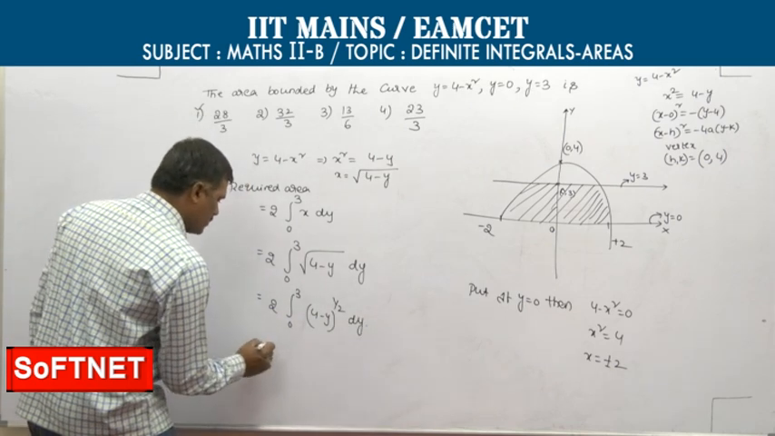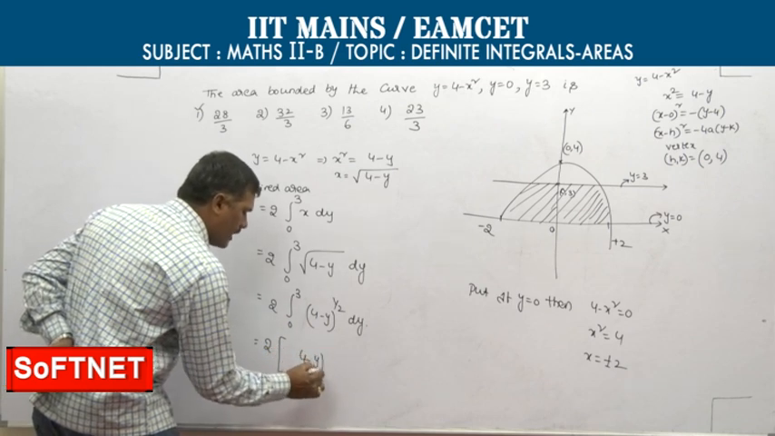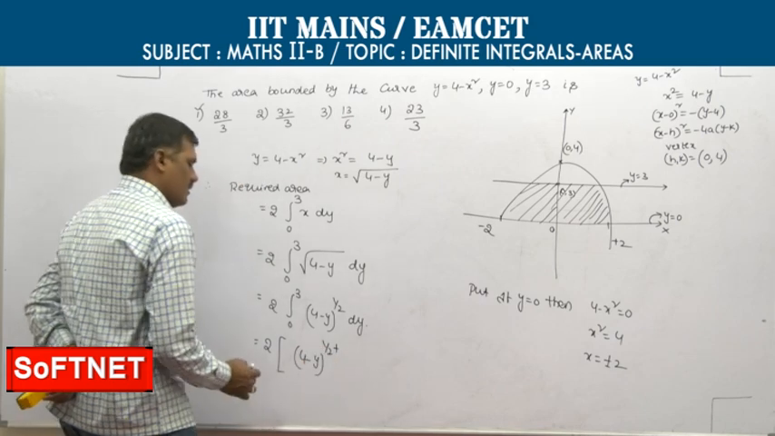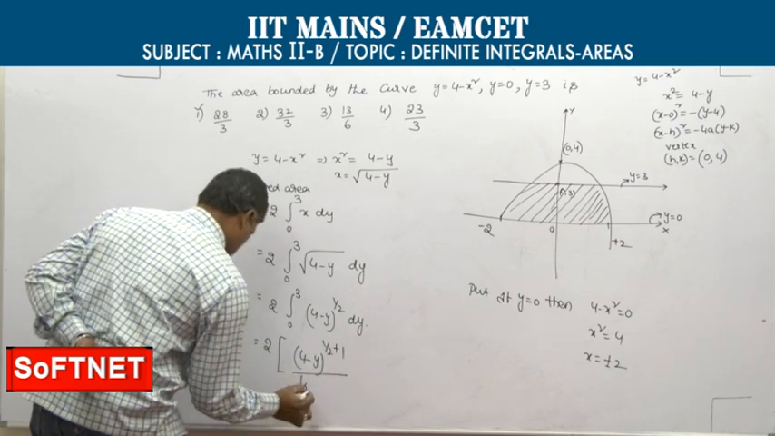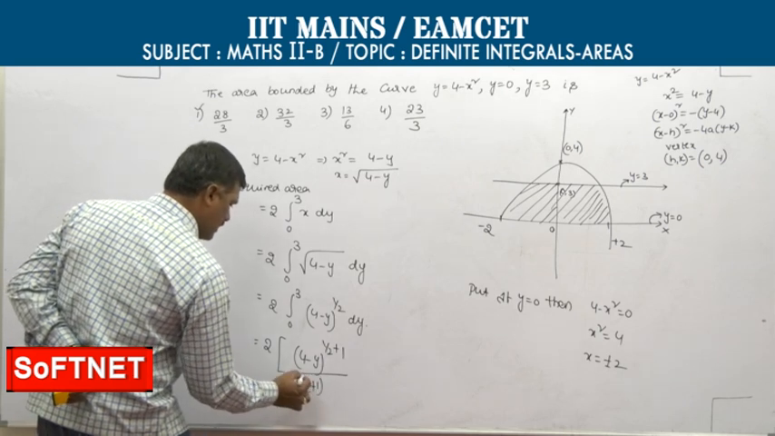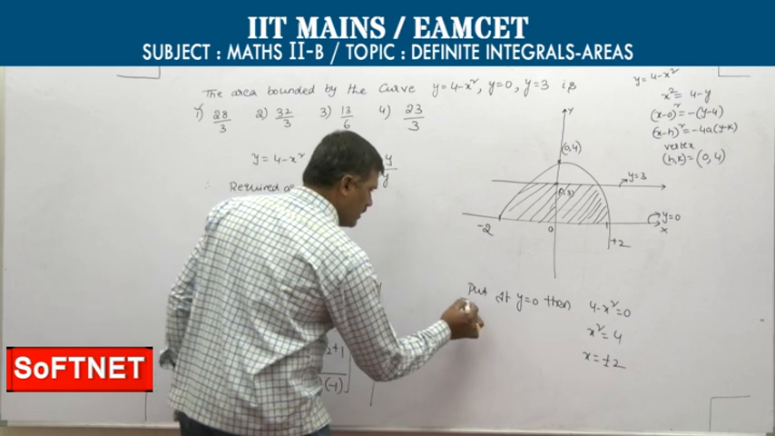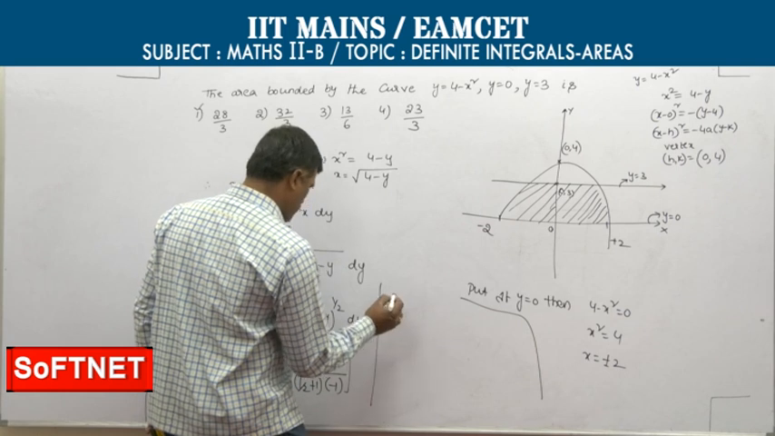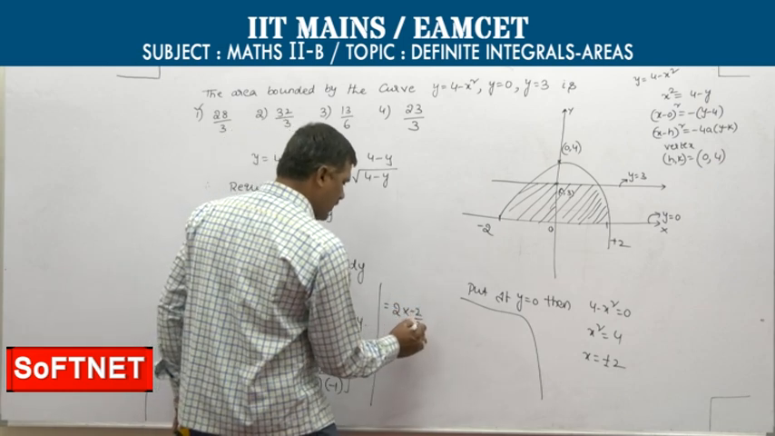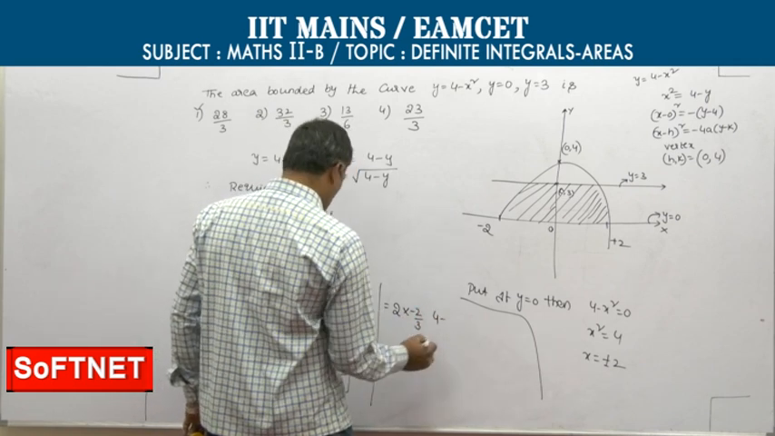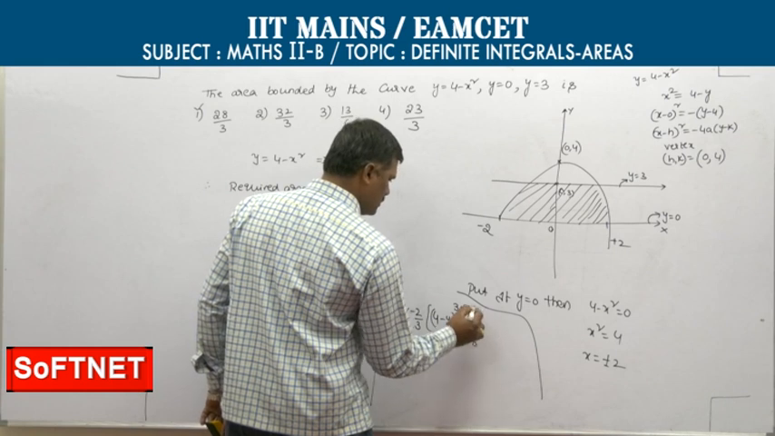That is equal to 2 into, applying integration, 4 minus y whole power 1 by 2 plus 1, divided by 1 by 2 plus 1, into minus 1, because y has a negative sign. That is equal to 2 into minus 1 by 3 by 2, so the numerator becomes minus 2 by 3, into 4 minus y whole power 1 by 2 plus 1, that is 3 by 2, with limits 0 to 3.